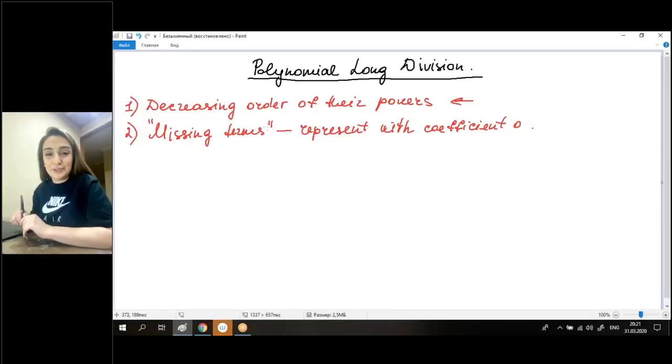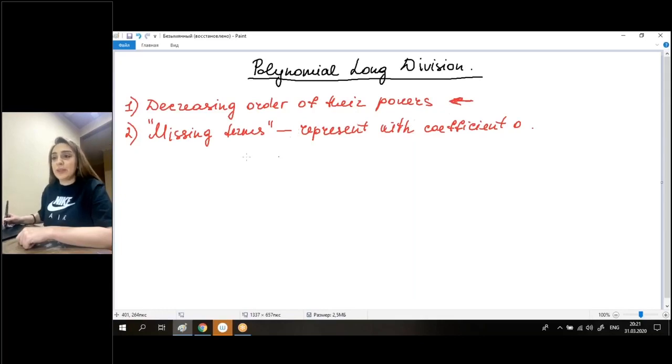Hi everyone, today we will talk about polynomial long division. Polynomial long division follows the same rules as real number long division. We have two main properties. The first one is that both of the polynomials must be written in decreasing order of their powers.